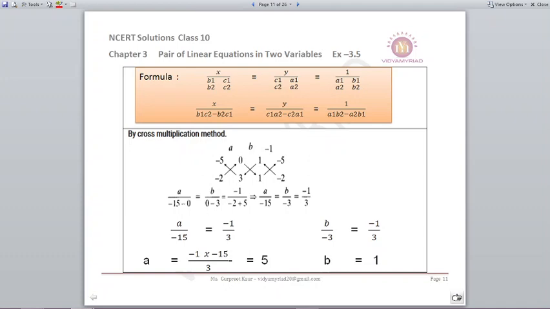We have a and b coordinates. Depending upon that, we will use cross multiplication. A comes out to be a upon minus 15 is equal to b upon minus 3 is equal to minus 1 upon 3. You write the values of a, b and c very properly so that you don't make any sort of mistakes. Now find the values of a and b by relating it with 1. That is a upon minus 15 is equal to minus 1 upon 3. A comes out to be 5, and b upon minus 3 is equal to minus 1 upon 3. So b comes out to be 1.